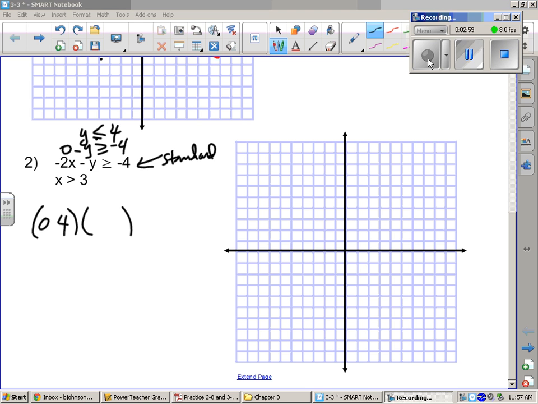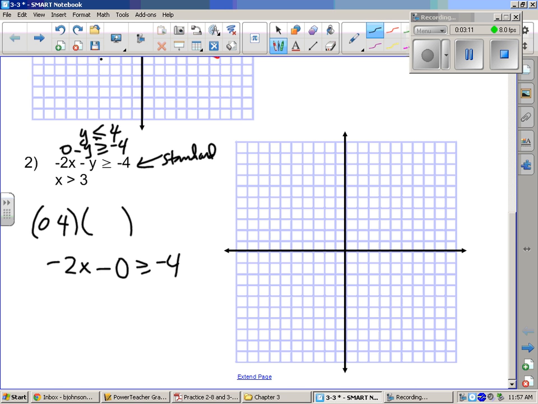So, we're going to do that later. Let's find the other point right now. So if I put a 0 in for y, I'm going to bring the 0 over, which I don't really have to do, but I'm going to divide by negative 2, and x less than or equal to 2. We don't care about that right now. We just have 0 and 2. So now we're going to plot those two. 0, 4, and 2, 0. It's a solid line.